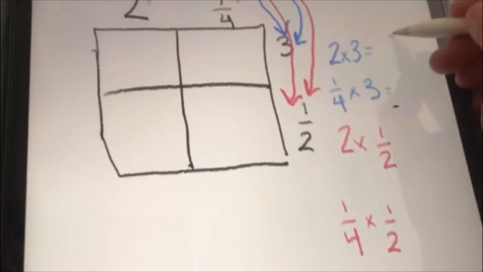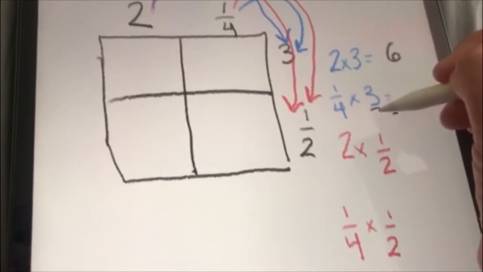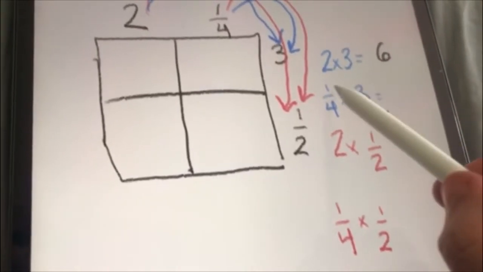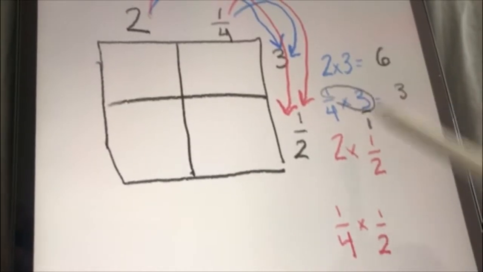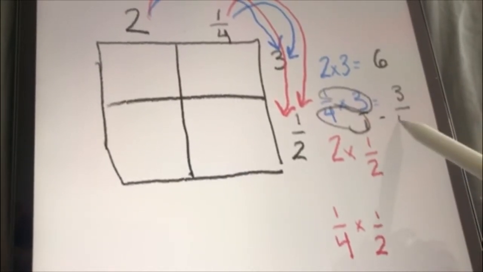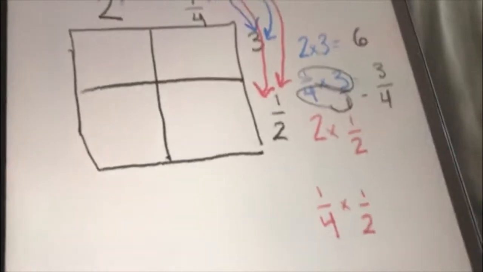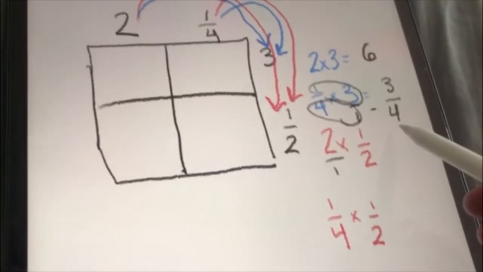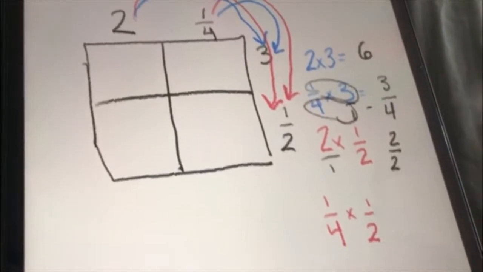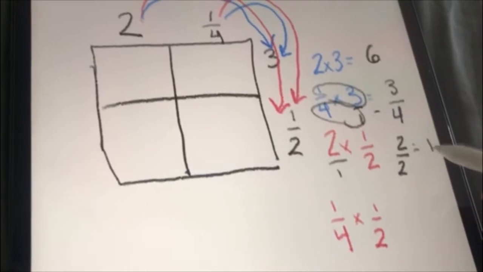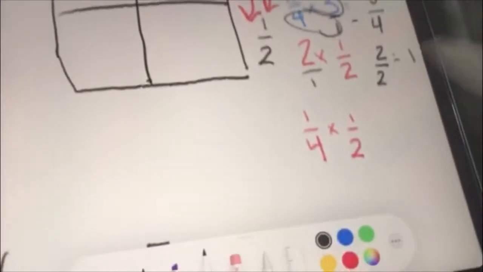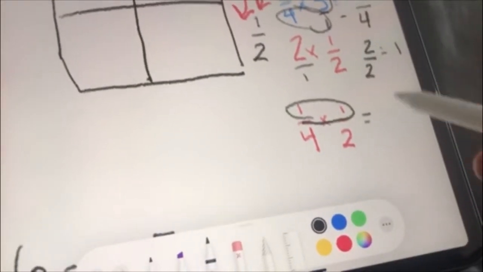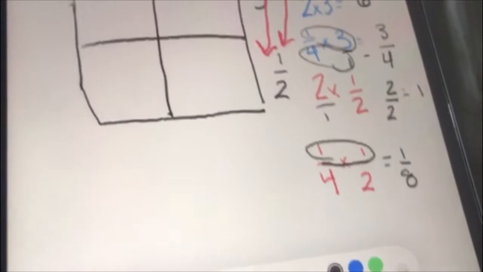Okay, 2 times 3 is 6. So remember, any number over 1 is itself. So then 3 times 1 is 3, 4 times 1 is 4. So 1/4 times 3 equals 3/4. Okay. 2 times 1/2 is 2/2, which I know equals a whole. Okay. And then 1/4 times 1/2 equals 1/8.